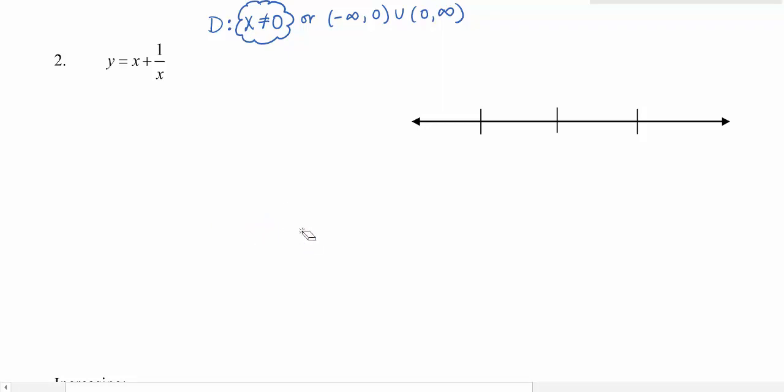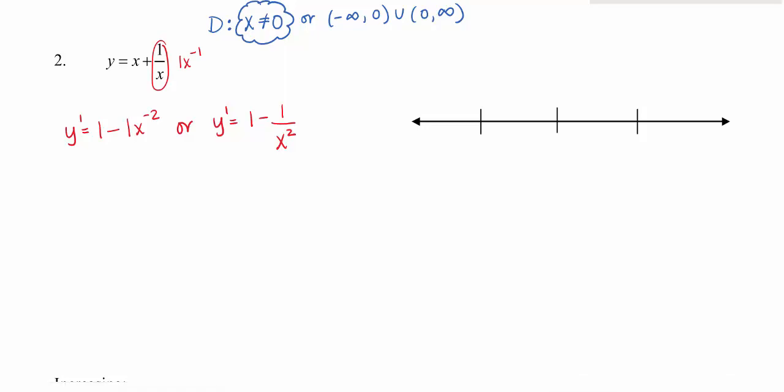Okay. So now I'll go ahead and I will find the first derivative. So y prime equals 1. And then this, if I want to do a rewrite, is 1x to the -1. So this will become -1x to the -2, or y prime equals 1 minus 1 over x squared. Take as long as you need to find that derivative. You can pause this video at any time.